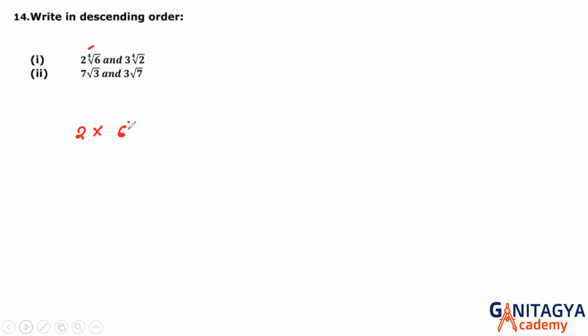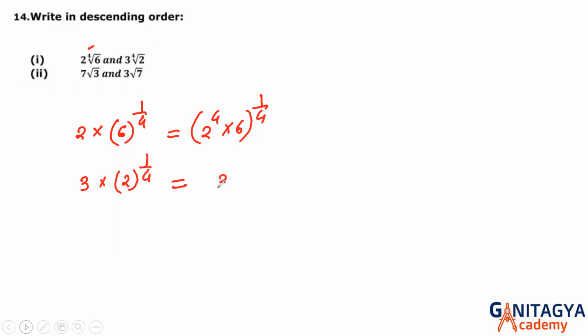So I must write 6 raised to 1 by 4. So can I write it as 2 raised to 4 into 6, and its power is 1 by 4? Similarly 3 into 2 raised to 1 by 4 is nothing but 3 raised to 4 into 2, and its power 1 by 4. So just find it out and we can see which number is greater and which is smaller.